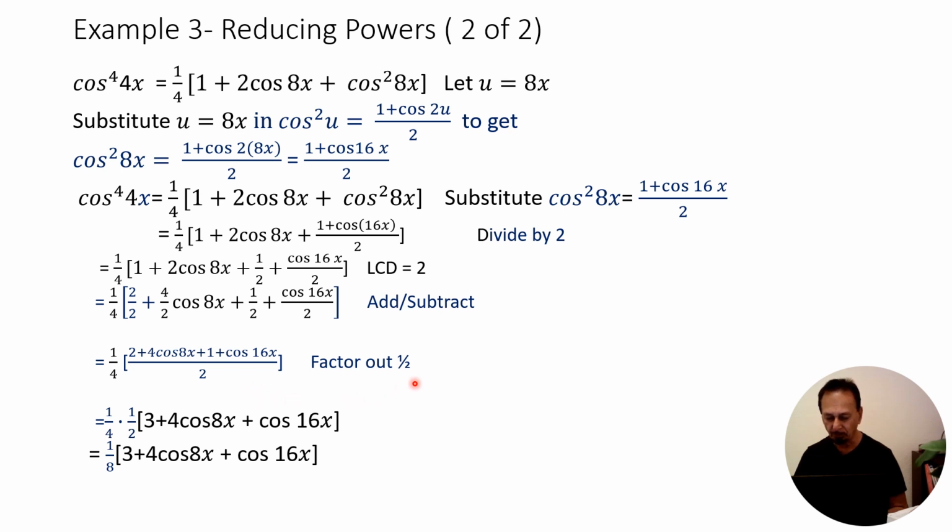Now we can factor out 1/2, like this, 1 over 4 times 1/2. And we simplify, combine like terms, 2 plus 1 is 3, plus 4 cosine 8x plus cosine 16x. And we multiply 1 over 4 times 1/2, 1/8. So that's the answer to this cosine to the 4th of 4x. 1 over 8, 3 plus 4 cosine 8x plus cosine 16x.